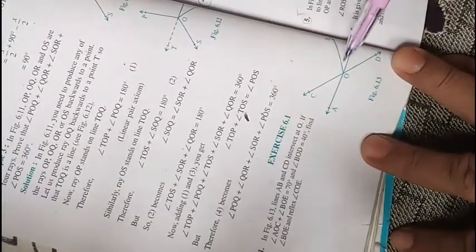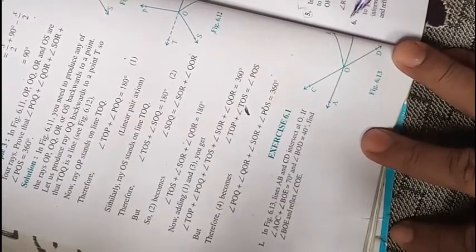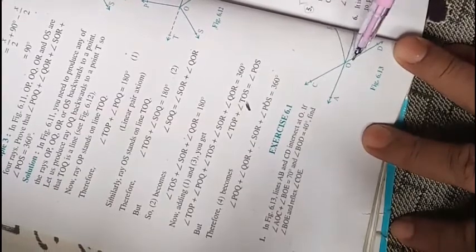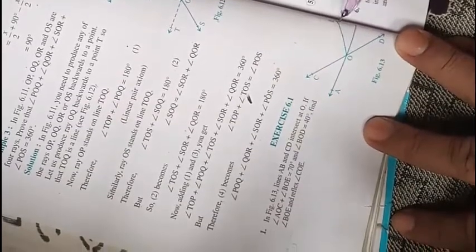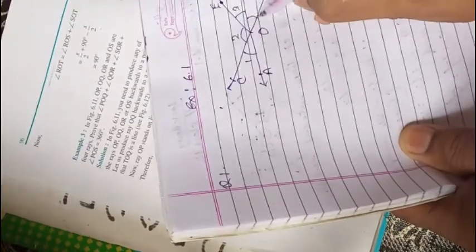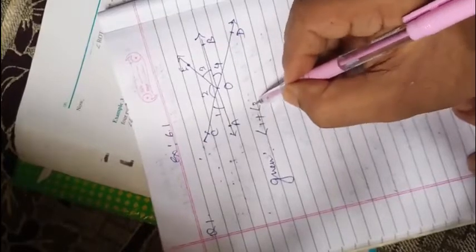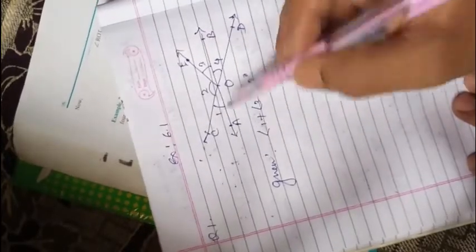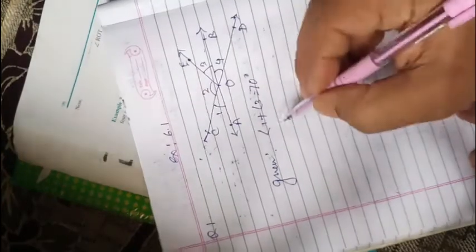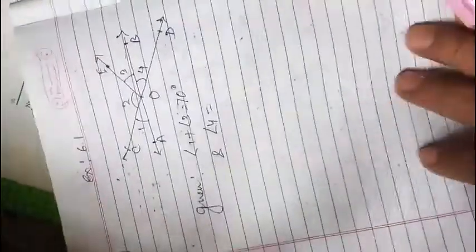Separately you have to find. Sum of this is 70. You have to find this, and the reflex of COE. Reflex of COE is here to here. इसका सम है 70. तो ये कितना है ये पता लगाना है. 2, 3 and this is 4. Given 1 plus 3 is equal to 70 and angle 4 is equal to 40.